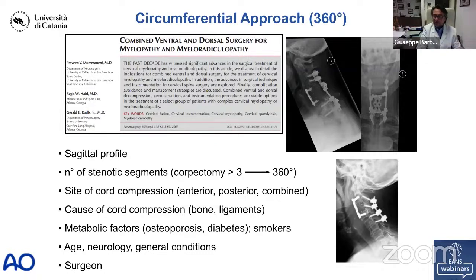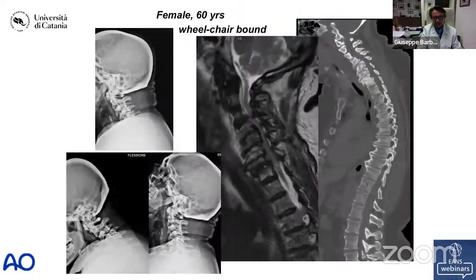We also have to consider metabolic factors. If our patient is osteoporotic, is diabetic, if he or she is a smoker. Age, neurology, and general conditions are important issues to be evaluated as well. And of course, we have to consider what we can do with our hands.